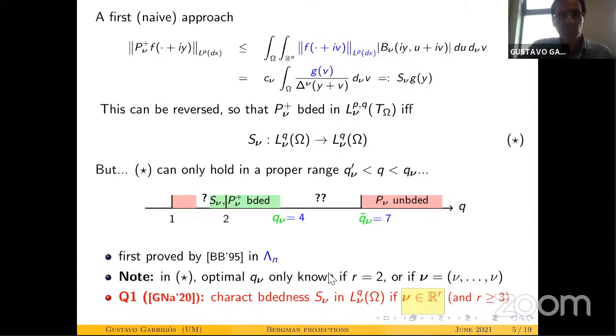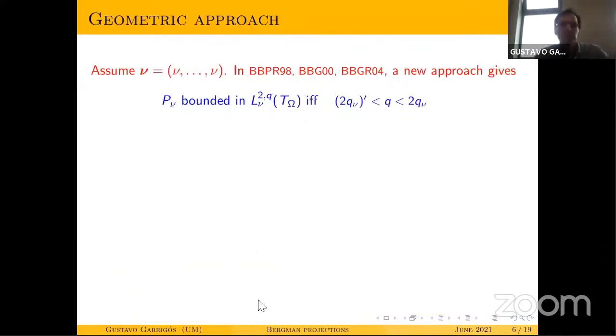Okay, so this is already one question that we investigated recently with Cyril Nana in a short paper, but for the moment, we don't have an answer to that. Okay, so let me give a second approach. The first approach was just to put the absolute value inside. The second approach is more geometric.